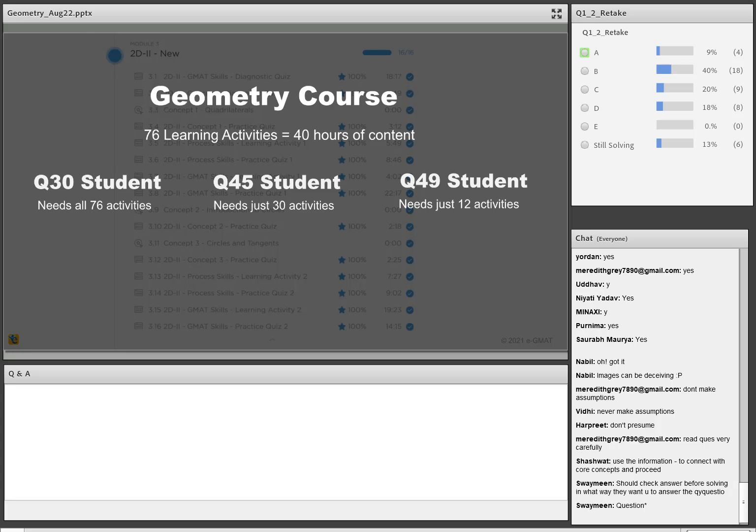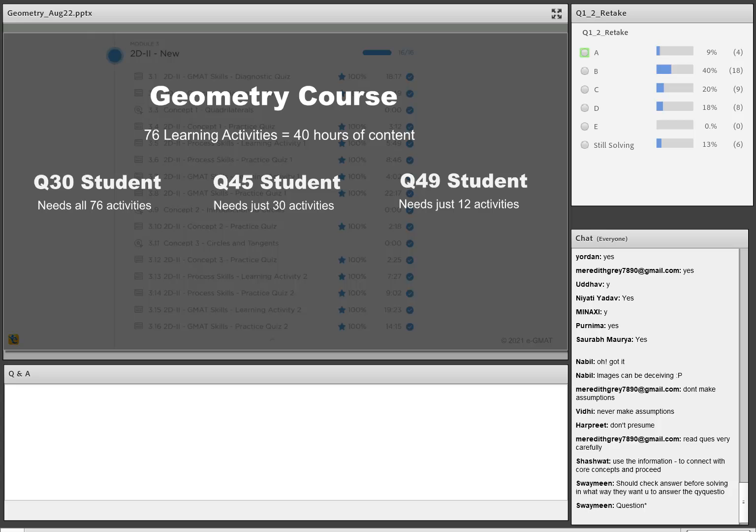If you are a student with a Q30 ability, then we want you to go through all the files that we have. If you are a student of that Q45 caliber, you don't have to go through all the files. You just need to go through some specific areas where you are weak, or some extra reinforcement in those areas. So you just have to go through those 30 activities.